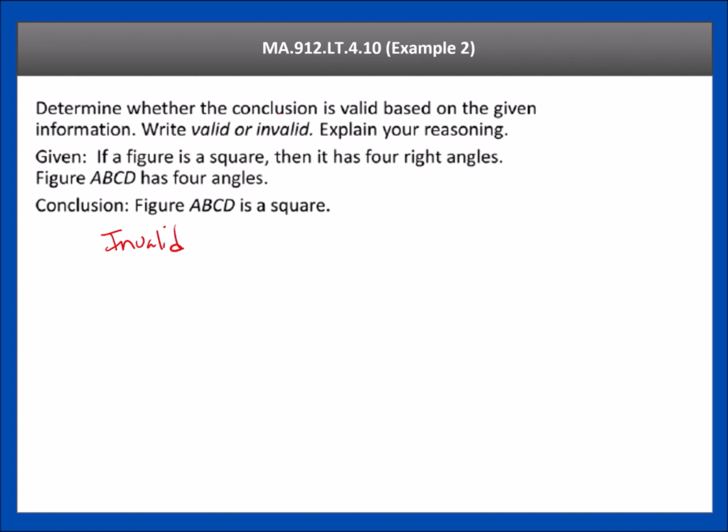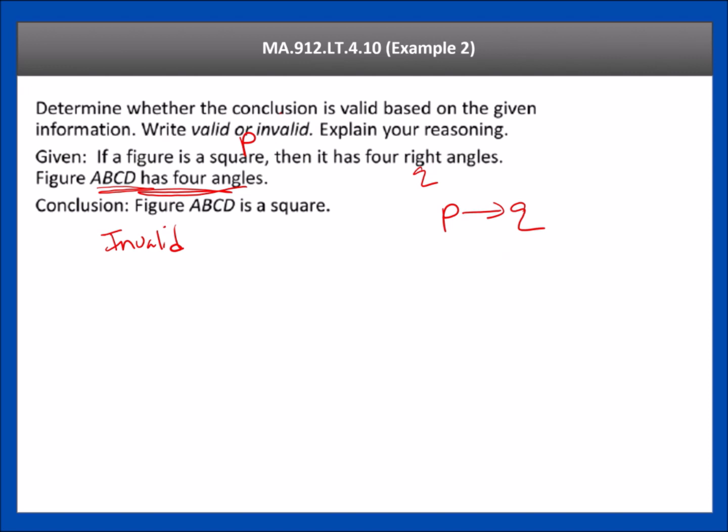Okay, and the reason is because if a figure is a square, so this is statement P, then it has 4 right angles. So this is saying P implies Q. If it's a square, then it has 4 right angles. This does not work in reverse, because if it has 4 right angles, that doesn't necessarily mean that it's a square, right? It could be a rectangle, it could be something else. So it doesn't work in reverse. So basically they're saying that it has 4 angles, right? So it's saying that Q is true, but if Q is true, that doesn't mean that you can go in reverse and say that P is true, that it's a square. So this is invalid, okay?